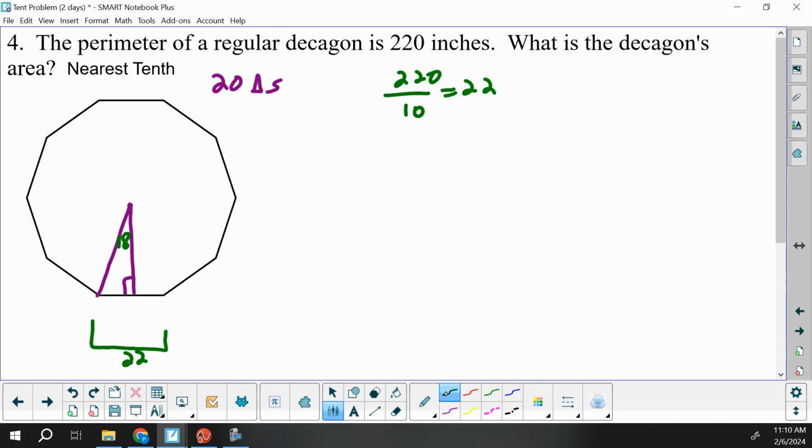Well, if each side is 22, that means that this base is an 11. And we don't know the height, so we can call it some variable. I'm going to call it y. And we're going to pause the video for about 4 minutes and let you take it from here. Notice on this one, we are rounding to the nearest tenth.